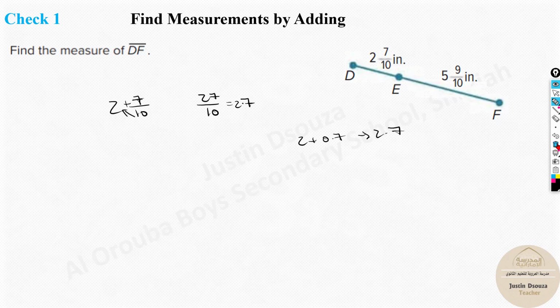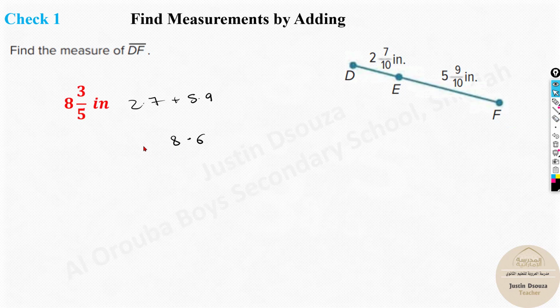It's 5.9. So you're basically adding 2.7 plus 5.9. You will have 6.8, 8.6, sorry. So that would be the answer. Okay, now here you can see they have written in fraction. It's fine. 0.6 can be written as 3 by 5 and inches.